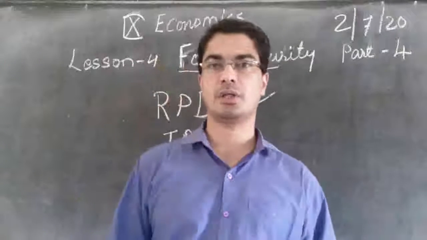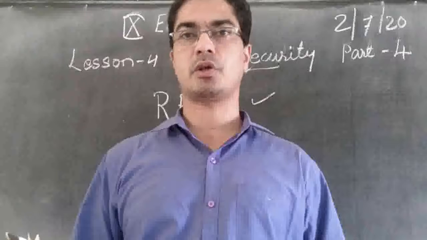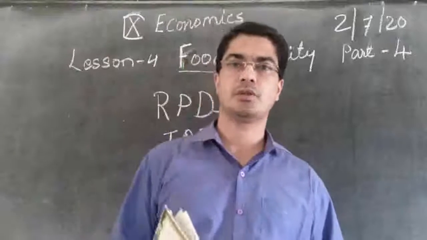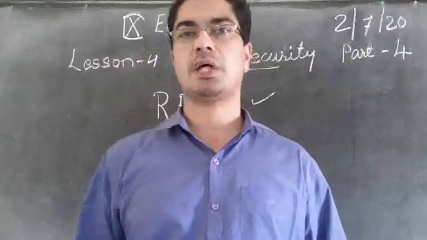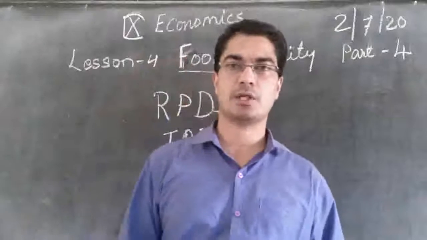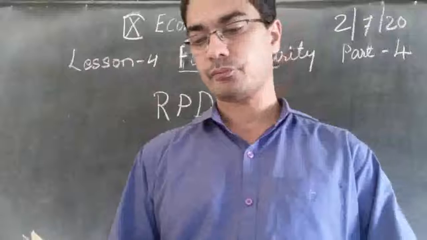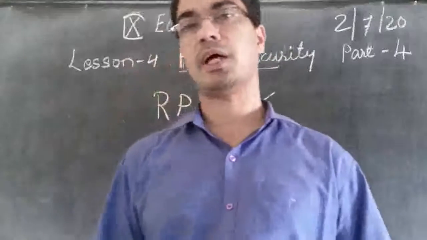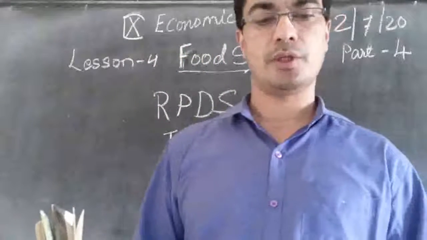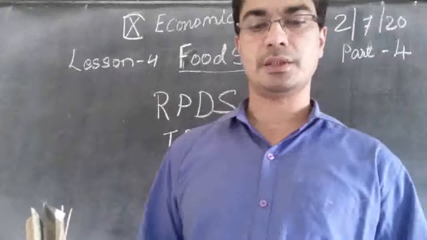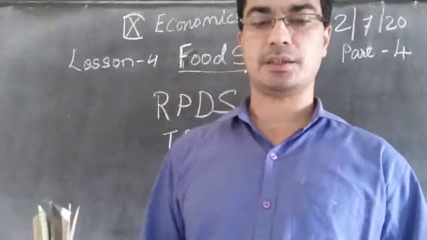Antyodaya Anna Yojana was meant for the poorest of the poor, to find the very poor people of the society and help them. That was Antyodaya Anna Yojana. And the second program was the Annapurna scheme. Who was that meant for? It was meant for the indigent senior citizens.